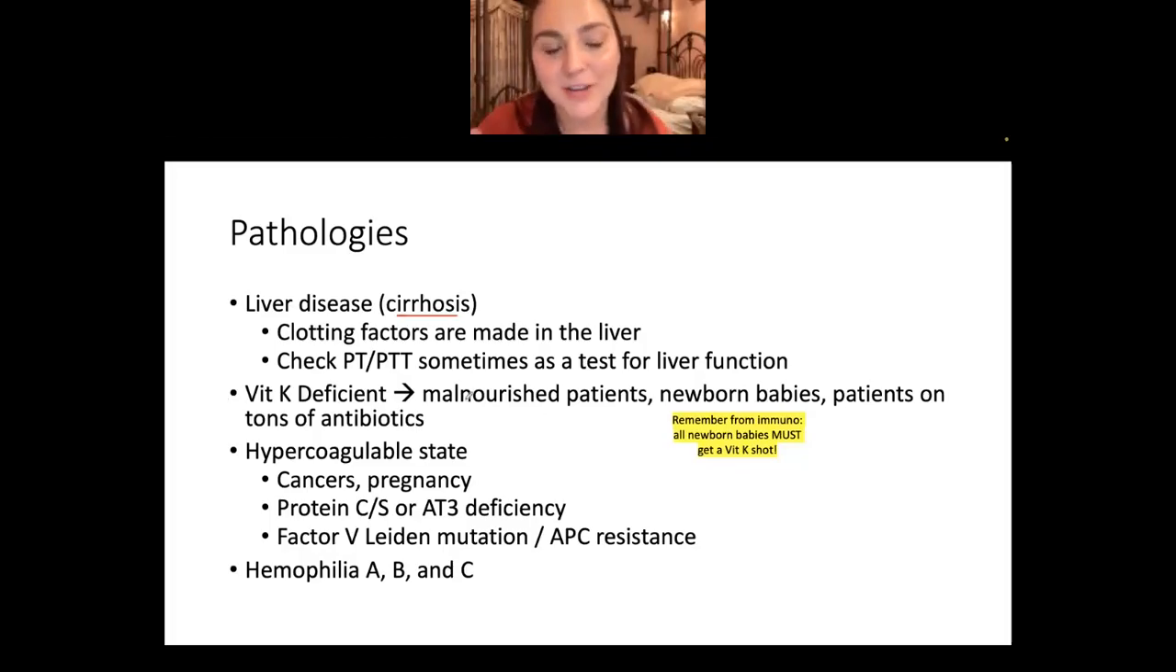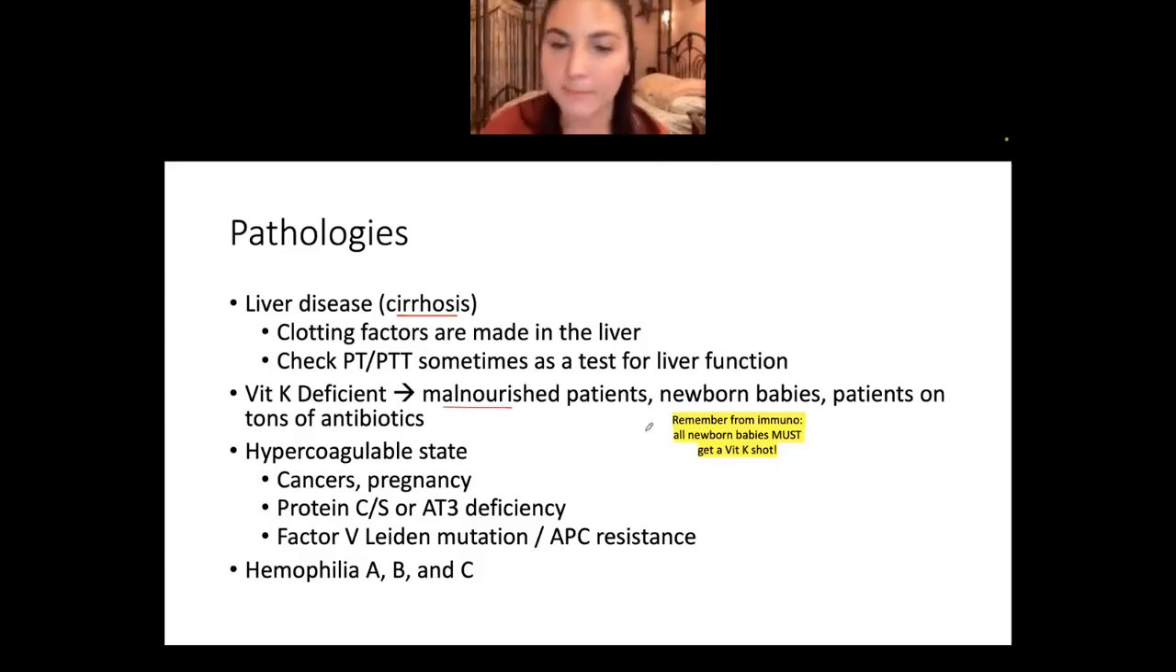Or you can just be vitamin K deficient. So think of malnourished patients. Sometimes they'll mention this as alcoholics. A lot of the times when vignettes mention alcoholics, they want you to think malnourishment, like folate deficiency, things like that. They want you to think of malnourished to the point where you're not even getting vitamin K.